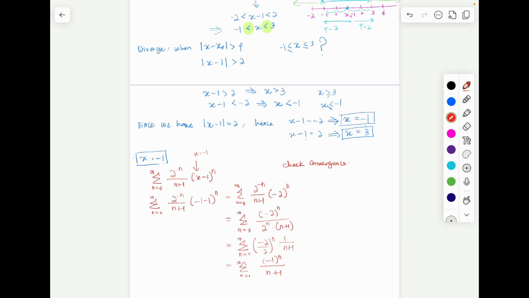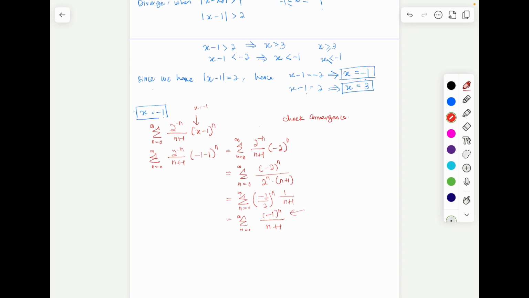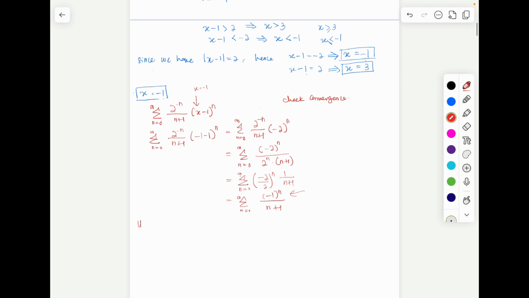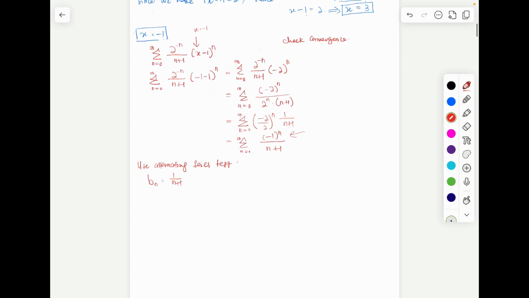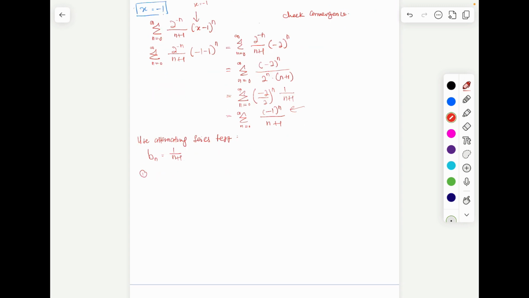Okay, if you look at this, this is somehow the alternating series because it has the form of negative 1 to the power of n. So we can try to use the alternating series test to check. So recall the first condition to test the alternating series. You need to recognize what is the Bn. So in this case, the Bn is 1 over n plus 1. So you need to check the two conditions. Bn should be decreasing and the limit of Bn should equal 0.